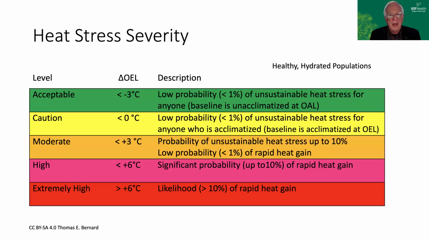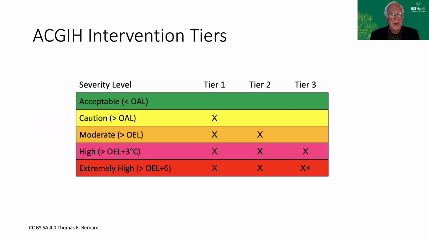Then what happens is this bumps up by 3 degrees as we go to moderate, high, and extremely high. At moderate, the unsustainable exposure, so we lose thermal equilibrium, will occur in about 10% of the exposures, with a low probability of a very rapid heat gain. And then as you can see, as we go to high and extremely high, those proportions of rapid heat gain become more and more important. So that is that picture of increasing risk.